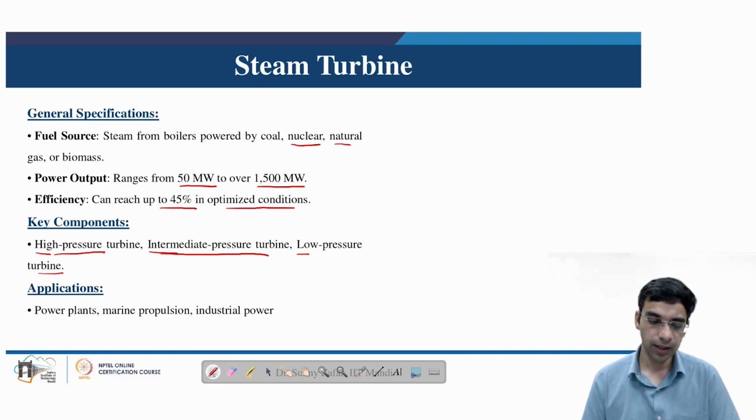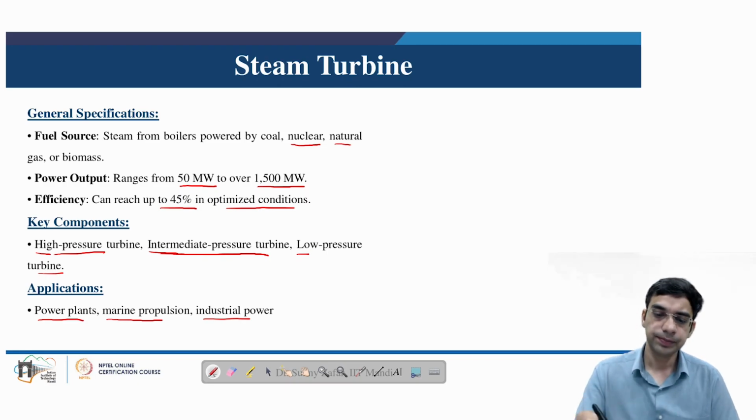of the steam turbine. Steam turbines are not only used in power plants, they are also used in industrial power to run industrial machinery like compressors, pumps, etc. They are also used in marine propulsion for propelling many marine vessels.